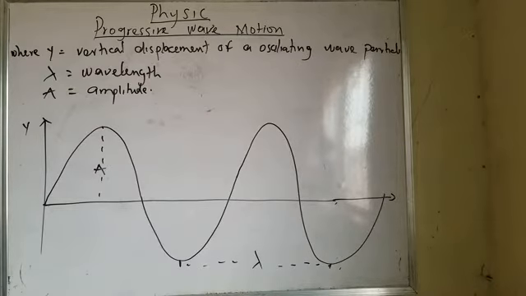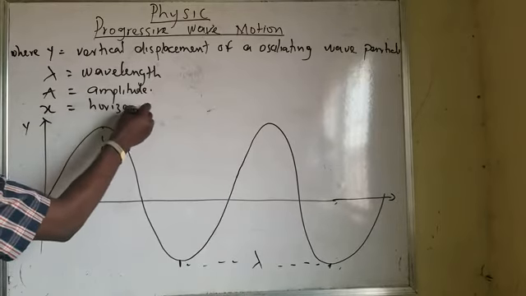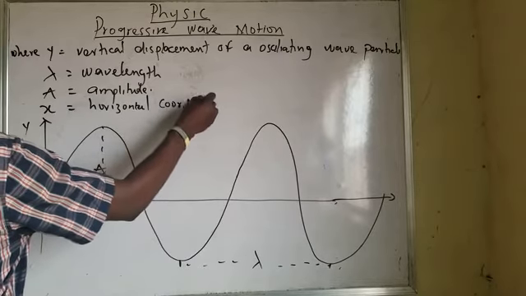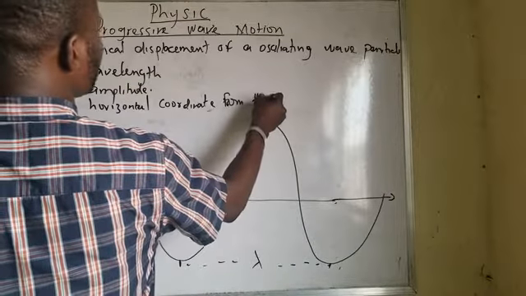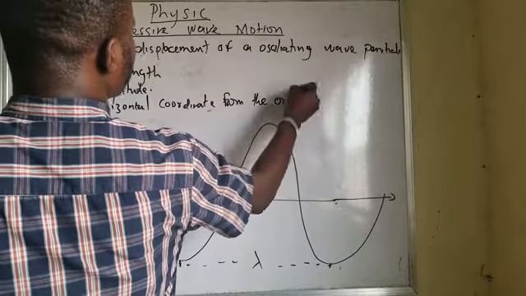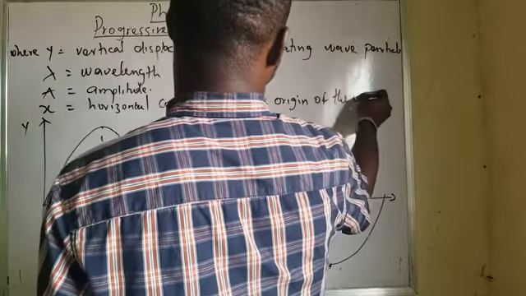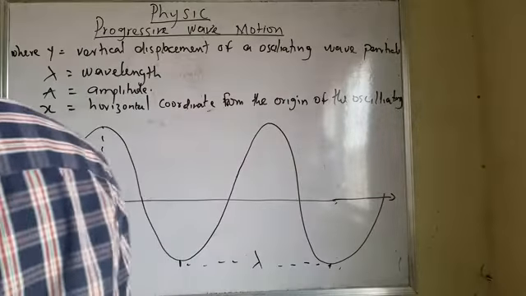Since I have that, I can let you know there are some things that you need to know. Okay, before I hand this over, let me put my x. My x is called the horizontal coordinate from the origin of the oscillating wave.